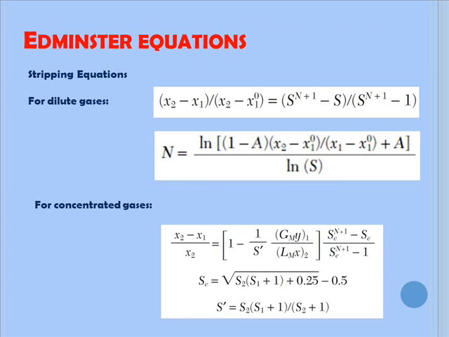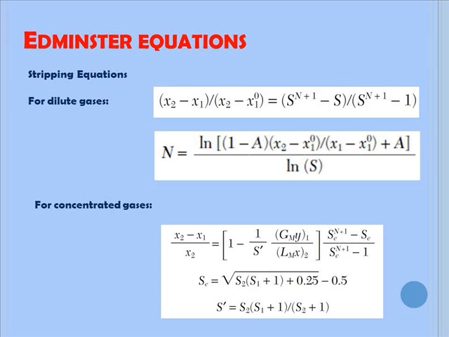Stripping equations. These equations are derived having the same assumptions, that the equilibrium and operating lines are straight and that the heat effects are negligible. So for dilute gases, the equations are just analogous to the equations for gas absorption. Y is replaced by X, and the stripping factor S is replaced by the absorption factor A.